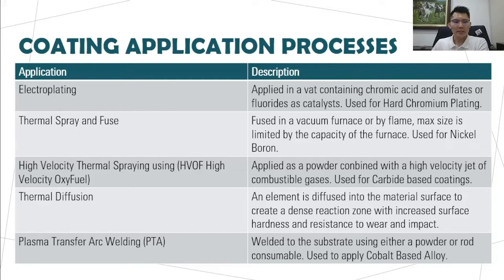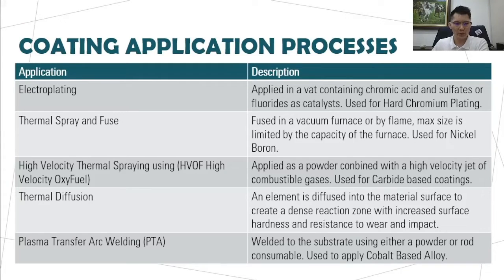Secondly, thermal spray and fuse. It is fused in a vacuum furnace or by flame. There is some limitation for this method, which is that it is limited by the capacity of the furnace. For example, this is used for the nickel boron coating.